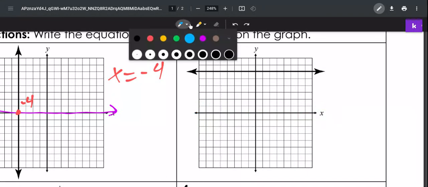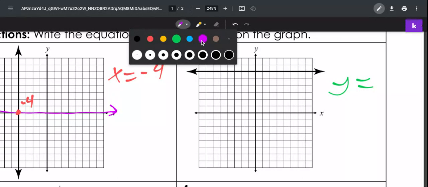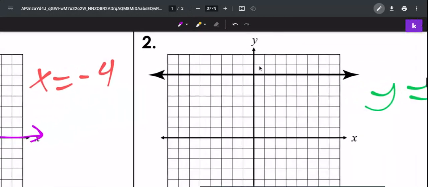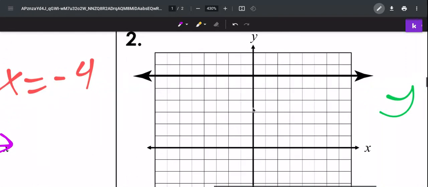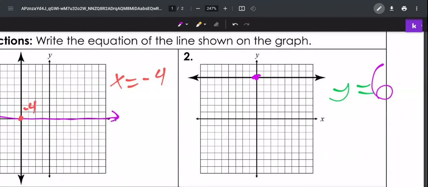All right, so we are intersecting the y-axis, which means we're going to have y equals. Now, the next question is, y equals what? For that, we find where this line crosses the y-axis, and it would be right here. That would be at 1, 2, 3, 4, 5, 6. So y equals 6, which I did not mean to make it that big. There we go.